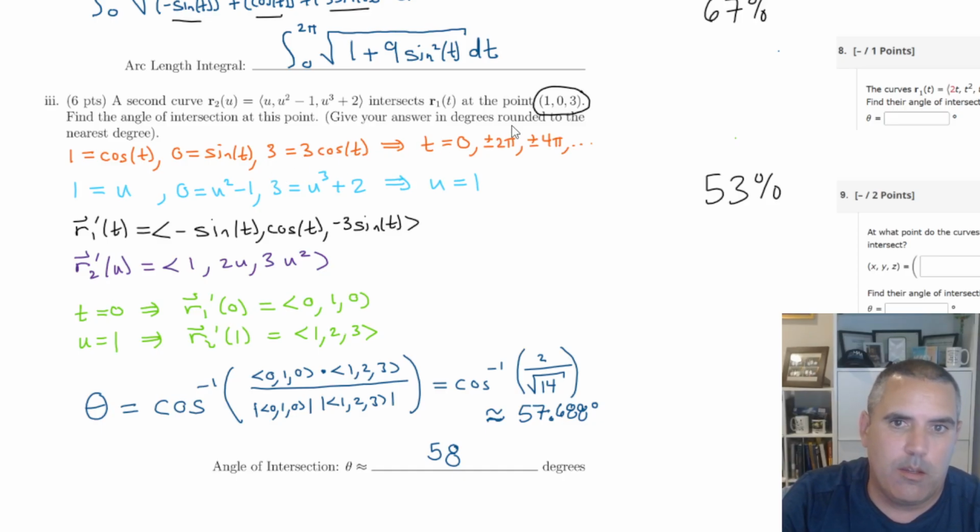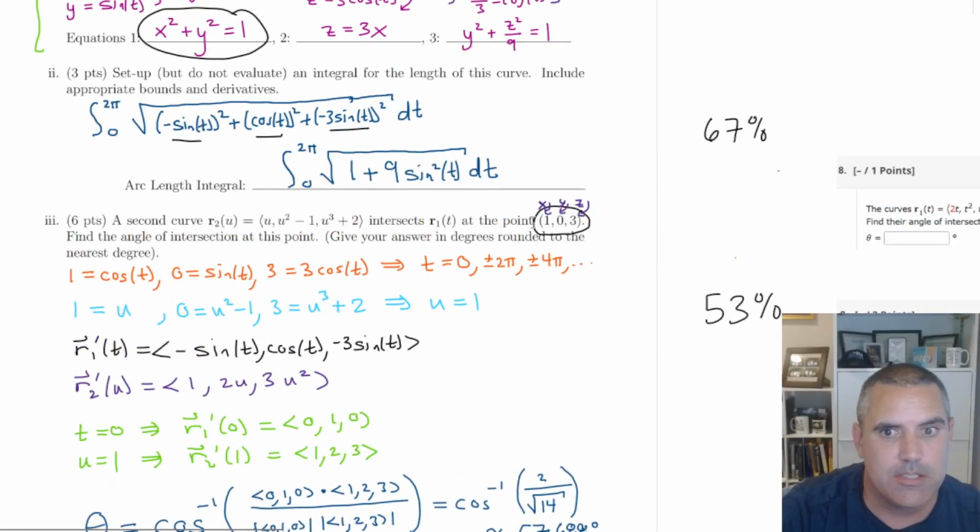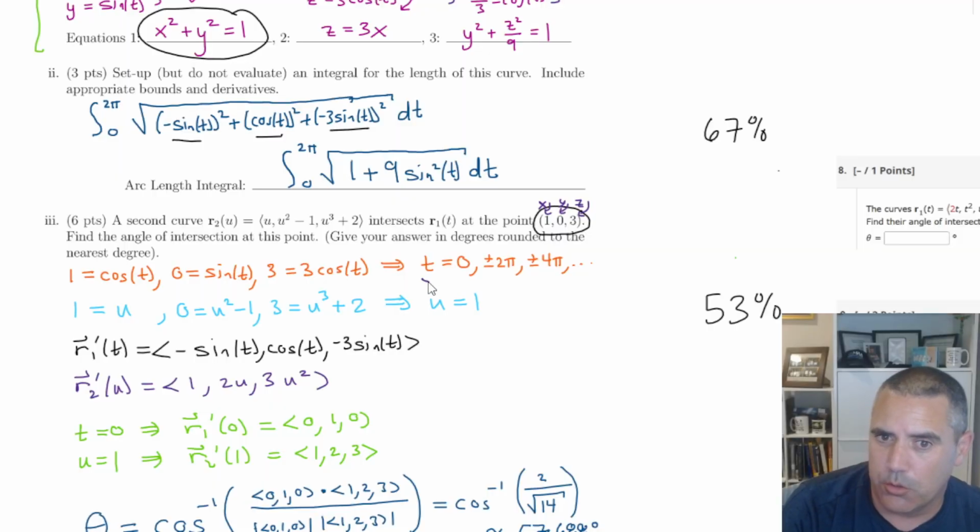So if someone tells you x is 1 and y is 0 and z is 3, and you want to know what t is, you have to go back to the original equations and say, well, x is cosine. So I need 1 to be cosine, I need 0 to be sine, I need 3 to be 3 cosine. Now the truth is that has lots of solutions, but they all are the same point on the curve. So really you can use t equals 0. If you used any other values, you're still going to get the same value. We'll see that in a second.